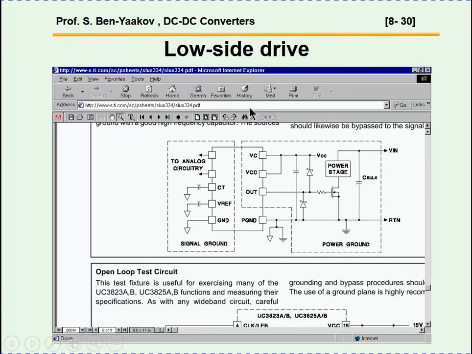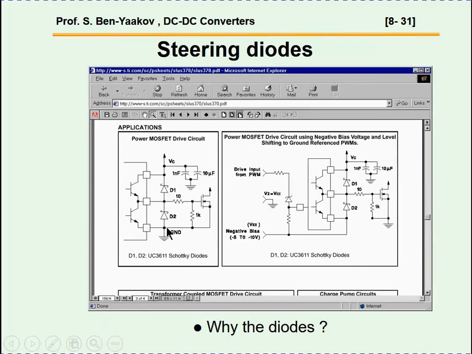Let me go back to the low side driver. Here is a commercial low side driver. What we see here is the line going to the driver. This is the supply of the driver, and this is actually part of a PWM controller, so it has some other features to it, but we are interested in this part here. And let me look at it again. Here we have the driver, this is the MOSFET that we are driving, and this is a current limiter, this actually limits the current to the value that we wish it to be.